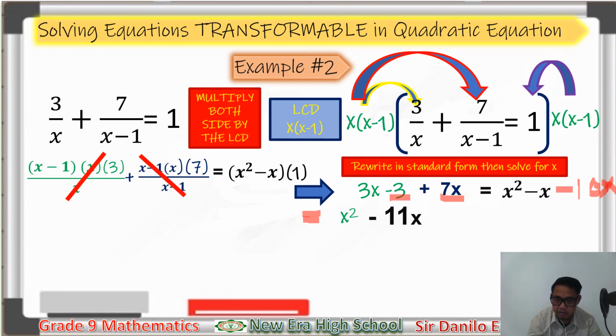Ay, ito naman magiging plus 3 equal to 0. Okay? Supposed to be nandito yung 0 kanina, kaya pinagpalit na natin sila. Okay? Ganito yun kanina, no? 0, sulat ko lang, equals x squared minus 11x plus 3. Okay?